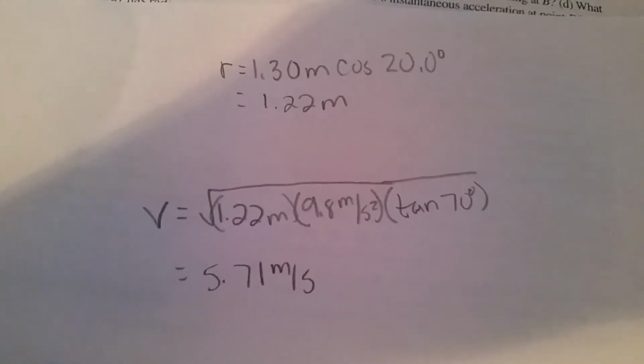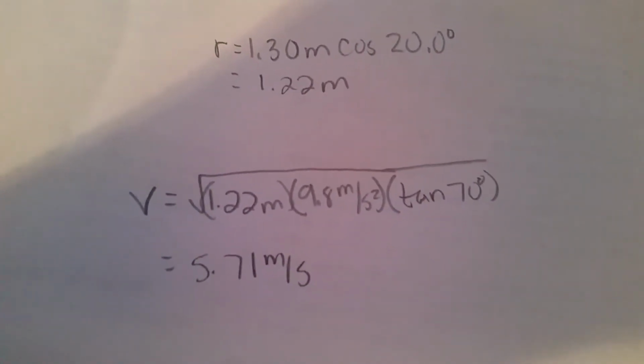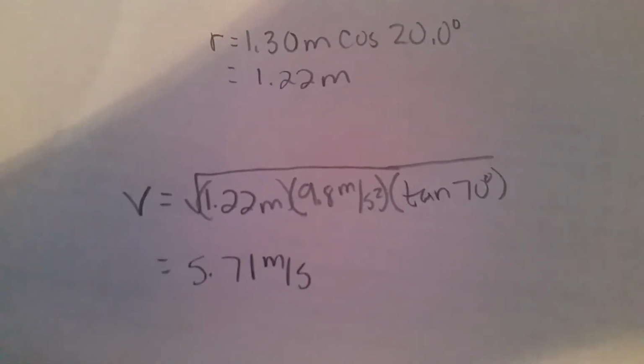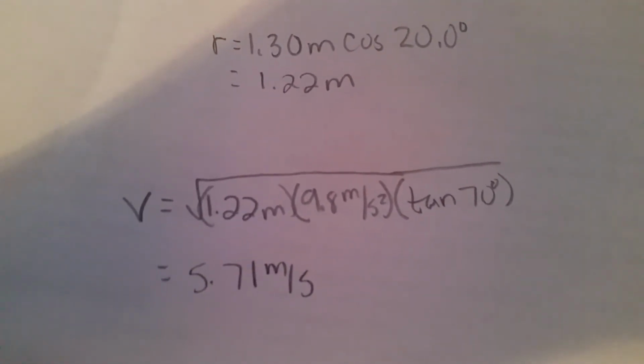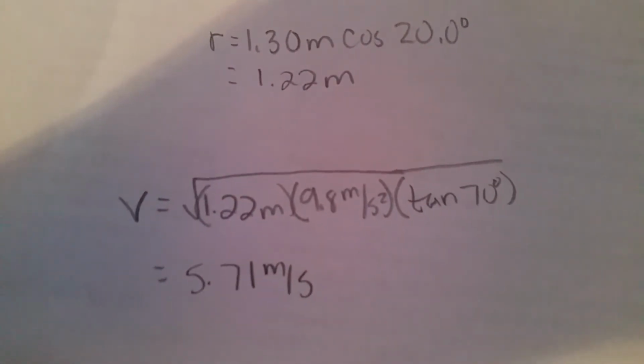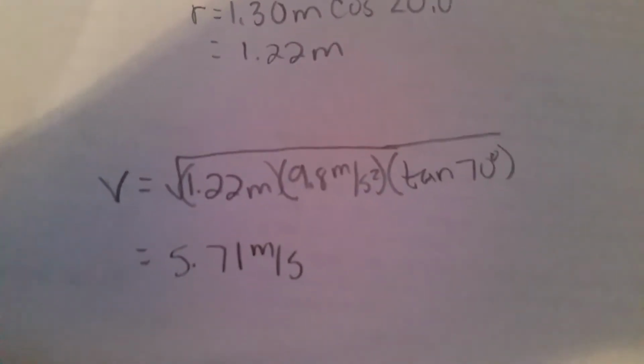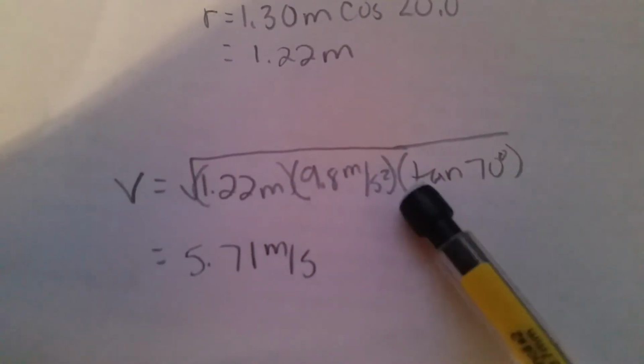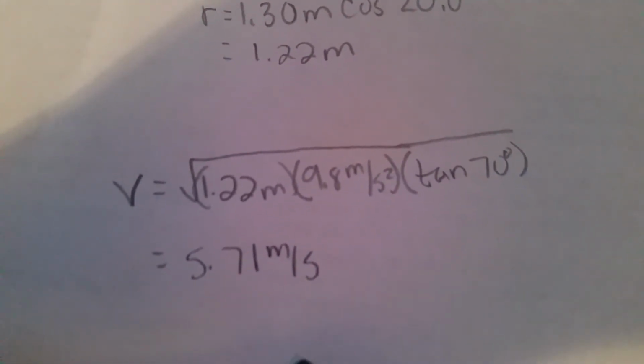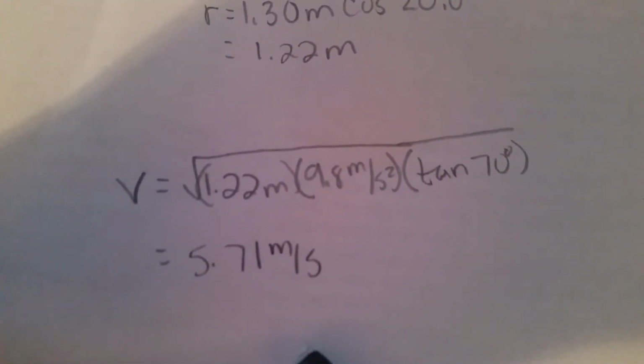So from here, we don't have our r value yet, so what I do is I multiply the 1.30 meters, which is the length of the rope, times cosine of 20. I'm using cosine of 20 because the pole is going up and down, meaning that it's at a 90-degree angle. So being that the angle is 70 degrees, you know that the reference angle you should use is 20 degrees. So multiplying that gives me 1.22 meters. And then I just plug everything into the formula, which ends up giving me 5.71 meters per second.